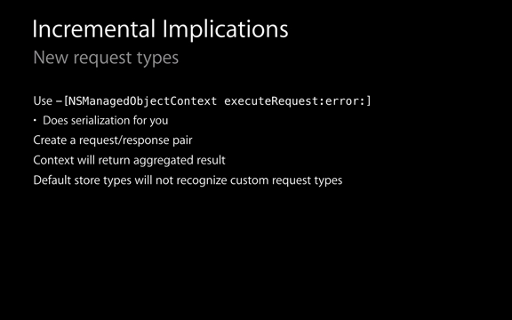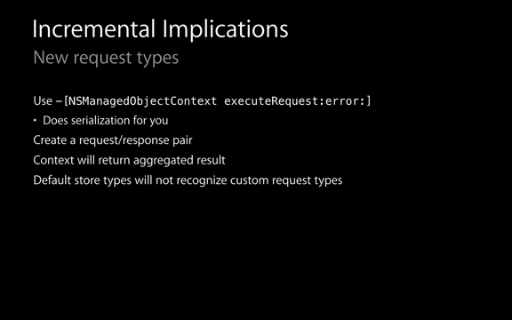New request types. You should still be using your new request types with NSManagedObjectContext execute request error. This will cause the access to your persistent store coordinator to be serialized. This is kind of important if you want multiple things running around talking to the same coordinator. You want to do what we've done with fetching and batch updates, create a request response pair. The context is going to return an aggregated result, which will contain the results of all of the individual stores that knew what to do with your new subclass.